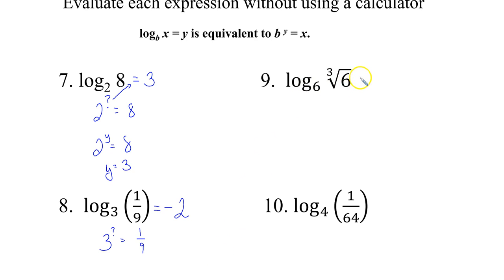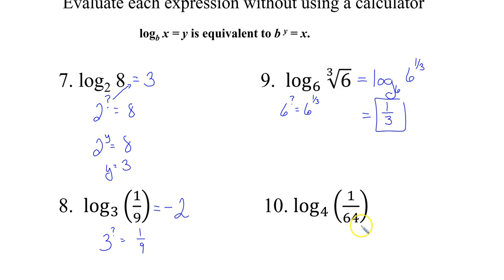Now this one's a little bit harder, so I'm actually going to rewrite this one before we try to evaluate. Those cube roots, we just like to rewrite those as an exponent. So the cube root of 6 is the same thing as 6 to the 1/3 power. We've talked about these before. So now I can ask the question, 6 to what power gives me 1/3? And my answer is going to be 1/3. So here's the question I'm asking. 6 to some power is 6 to the 1/3. And that exponent must be this 1/3. And this is going to be my value.